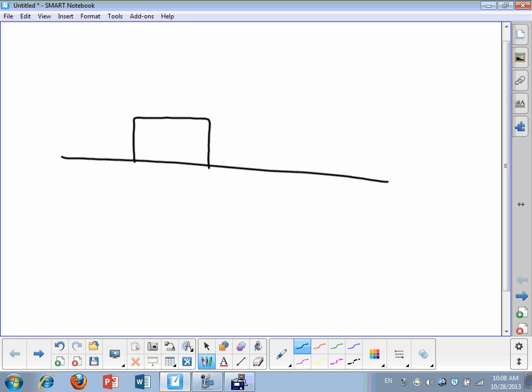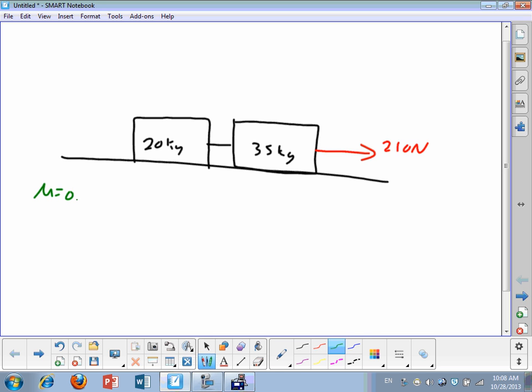I have two masses. One is 20 kilograms, the other one is 35 kilograms. They're being pulled with 210 newtons of force. There is a coefficient of friction between the ground and the objects of 0.1.